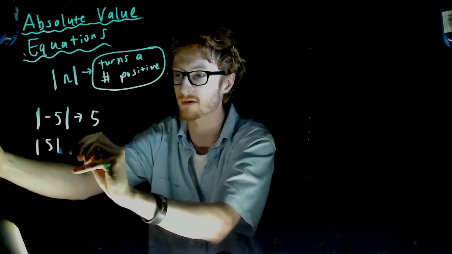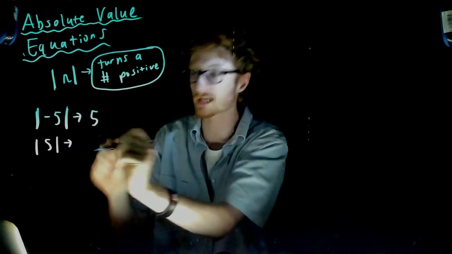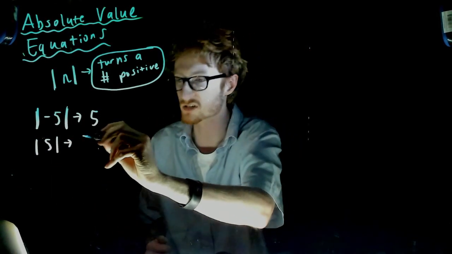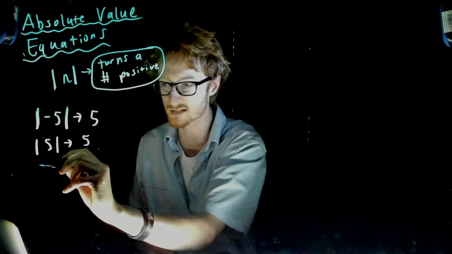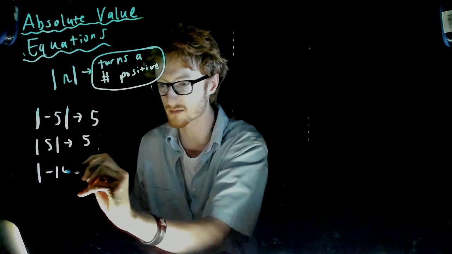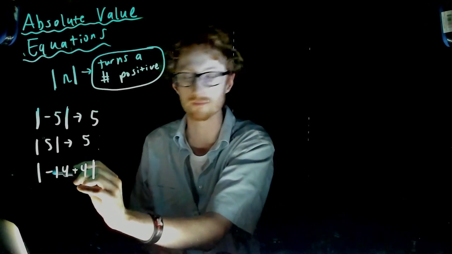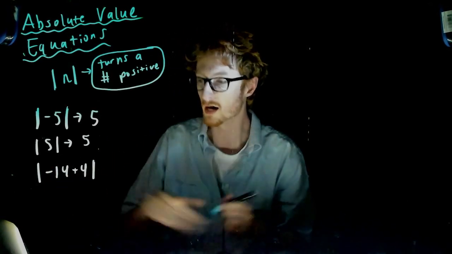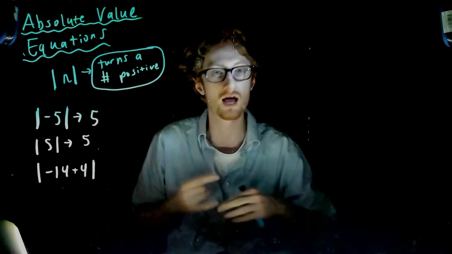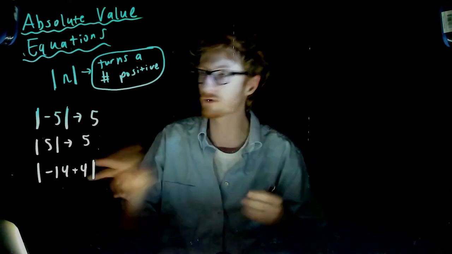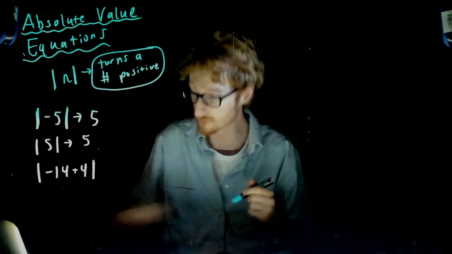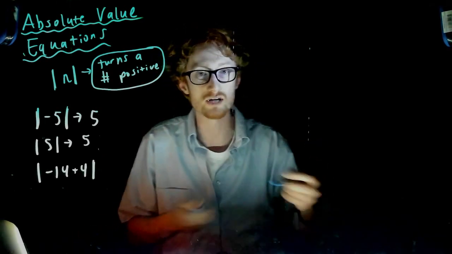However, what doesn't happen is it doesn't just switch the sign. So like if I plug in a +5, it stays as a +5. Also, what it does not do, let's say somebody says the absolute value of -14 plus 4. Now, it doesn't make the -14 into a +14. You do the operations inside of it first, and then whatever you get out, then you apply the absolute value rule to it.